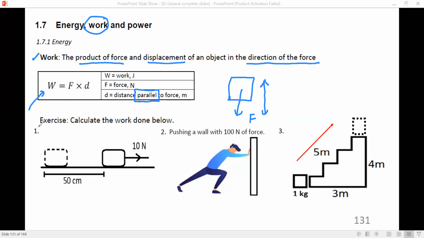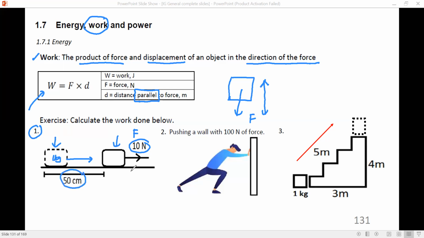For example, for the first question, as we can see here, this object is 1 kg. Actually, 1 kg doesn't matter in this question. Anyway, you have this object and you try to pull it with 10 Newton. So 10 Newton is your force. You pull this object from this position to this position, so it has displaced by 50 centimeter.